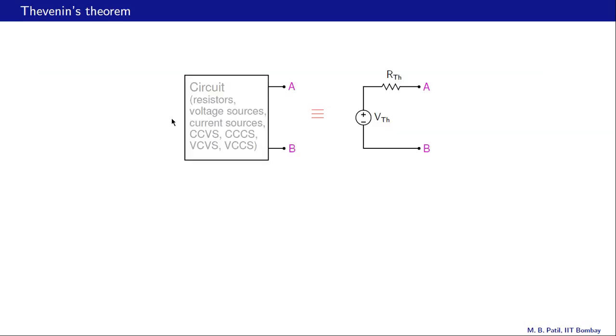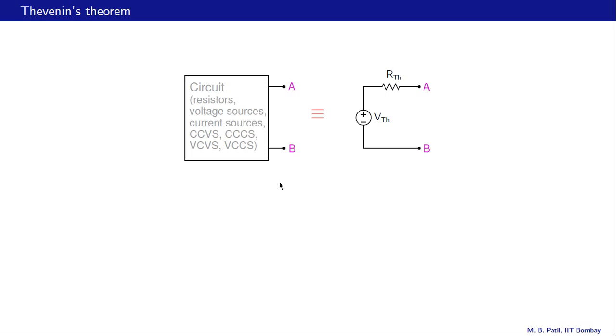And that brings us to Thevenin's theorem. If we have a circuit consisting of resistors, independent voltage sources, independent current sources, and dependent sources such as current controlled voltage source, current controlled current source, etc., then Thevenin's theorem says that this circuit can be represented by its Thevenin equivalent circuit consisting of a voltage source VTH in series with a resistance RTH.